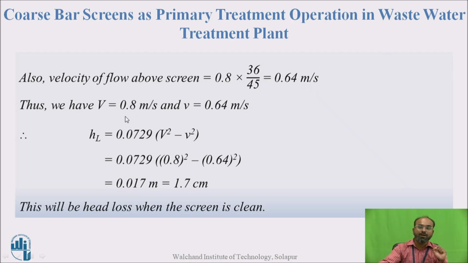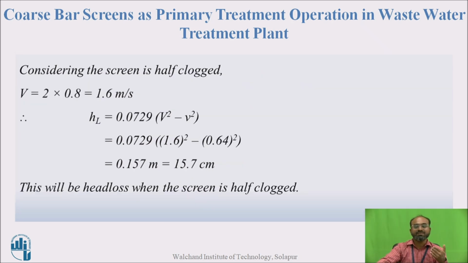So for the formula of head loss, your capital V, that is velocity through the screening, will be 0.8 meter per second, which you had assumed already. And small v is the velocity before the screen, that is 0.64 meter per second. Just by putting these values into the formula, that is 0.729 in bracket 0.8 whole square minus 0.64 whole square, I will get the value of about 0.017 meters, or 1.7 centimeters. So this will be the head loss when the screenings are clean, or at the initial stage of cleaning.